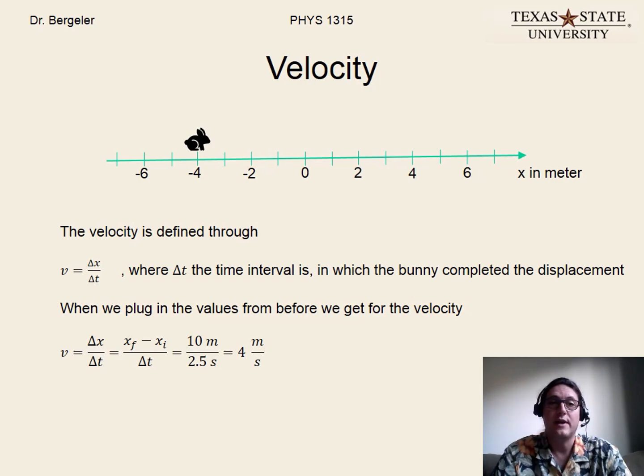The velocity is defined through v equals delta x over delta t, where delta t is the time interval in which the bunny completed the displacement. When we plug in the values from before, we get for the velocity v equals delta x over delta t, which gives 4 meters per second. So assuming the bunny ran at a constant speed, it ran throughout the whole motion at 4 meters per second, and in 2.5 seconds it ran the 10 meters.